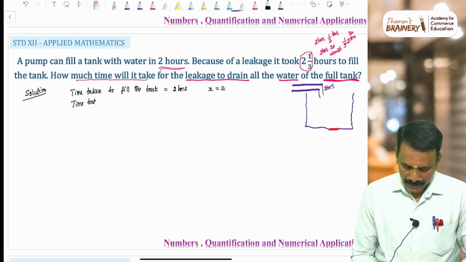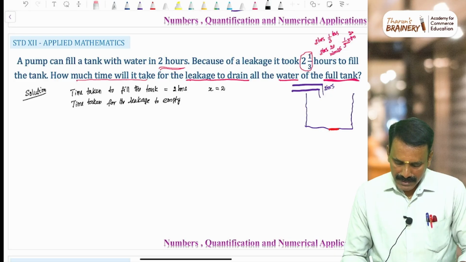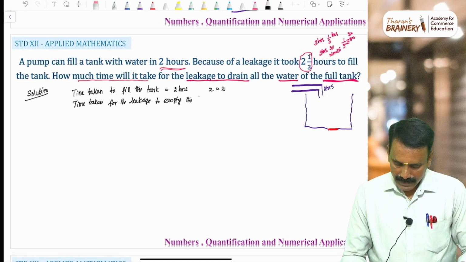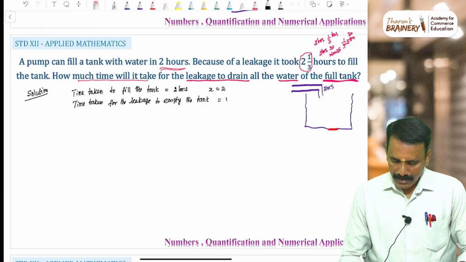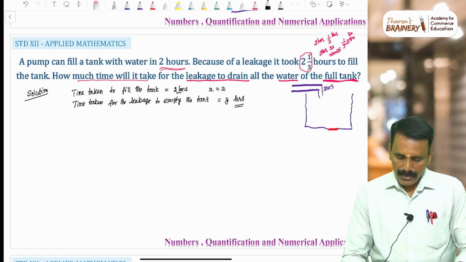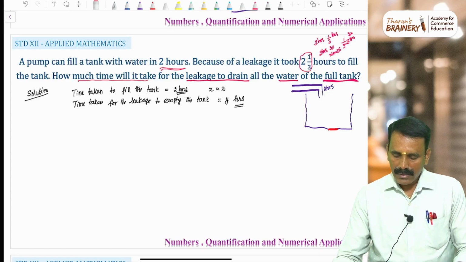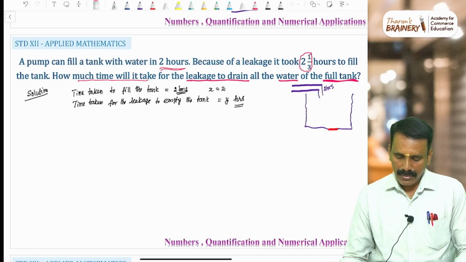Time taken for the leakage to empty the tank. We don't know, that's what we are supposed to find. It is going to be y hours. So everything is given in hours, so we try to use hour itself. We need not convert to minutes. So we do it with hours.